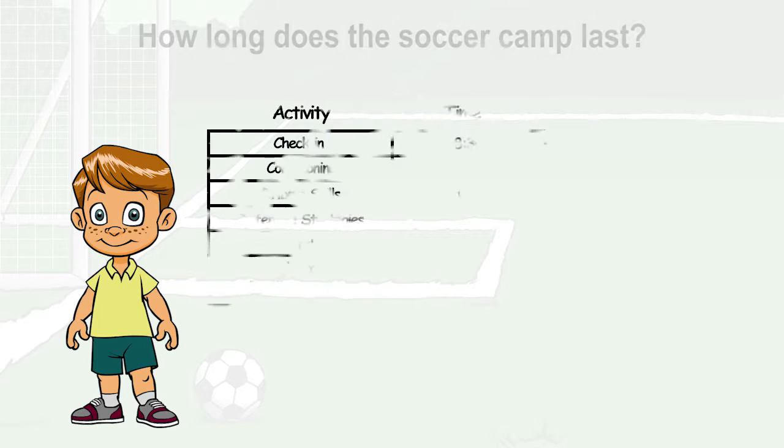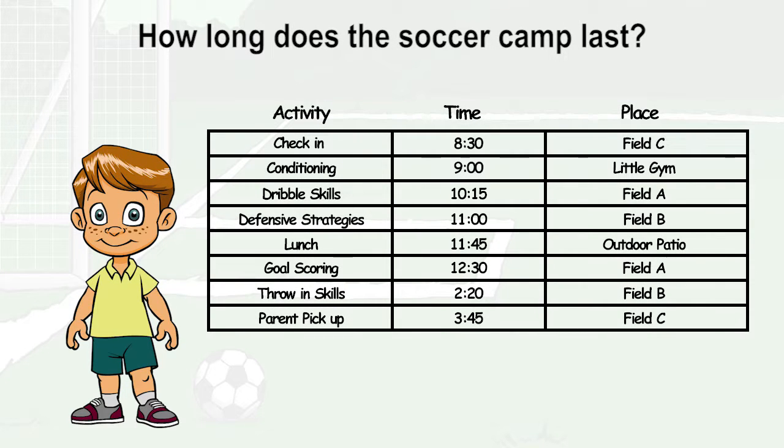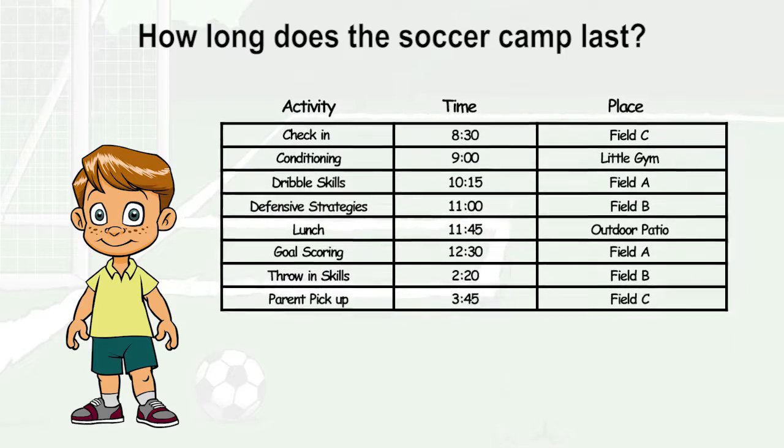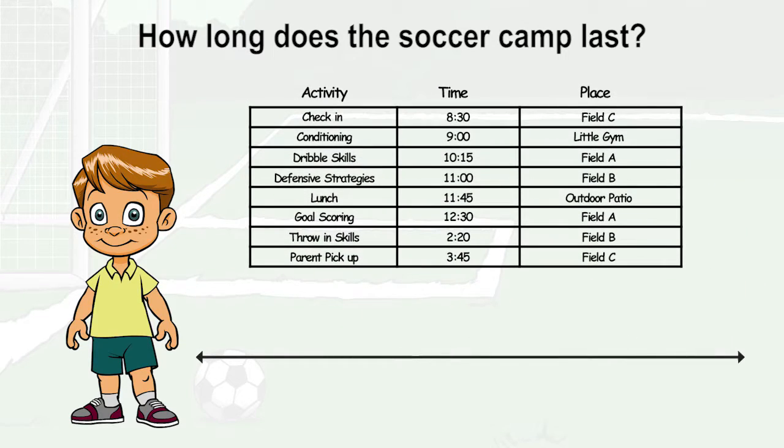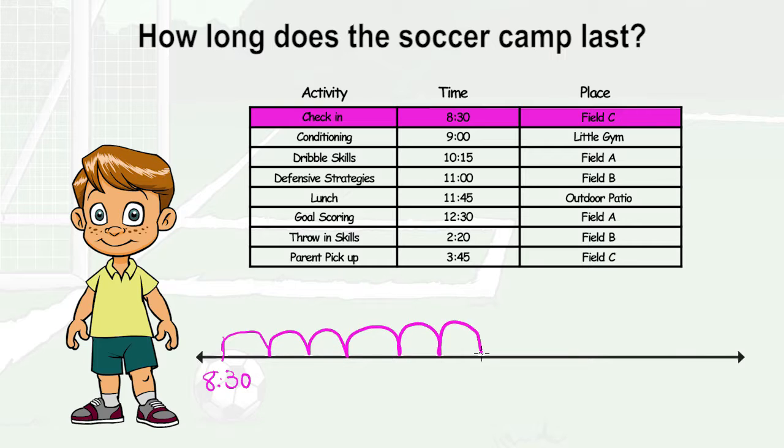What if we asked, how long does the soccer camp last? We can use both the open number line and the T-chart to find this elapsed time solution as well. First, we'll make a hash mark on our open number line at 8:30 to show the start time for our soccer camp. Then we'll begin by adding 1-hour jumps. 9:30, 10:30, 11:30, 12:30, 1:30, 2:30, 3:30. I need to add my first chunk of 10 minutes, which brings me to 3:40. At that point, students may go ahead and add a 5-minute chunk, which brings them to 3:45.